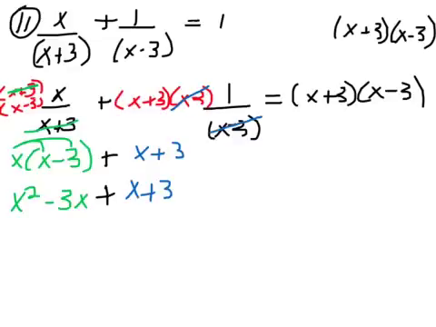And then I've got my equal sign. And on the other side, there's nothing that's going to cancel out. And if you notice, this is a difference of two squares. x plus 3 times x minus 3 would just be x squared minus 9. That's that difference of two squares pattern.